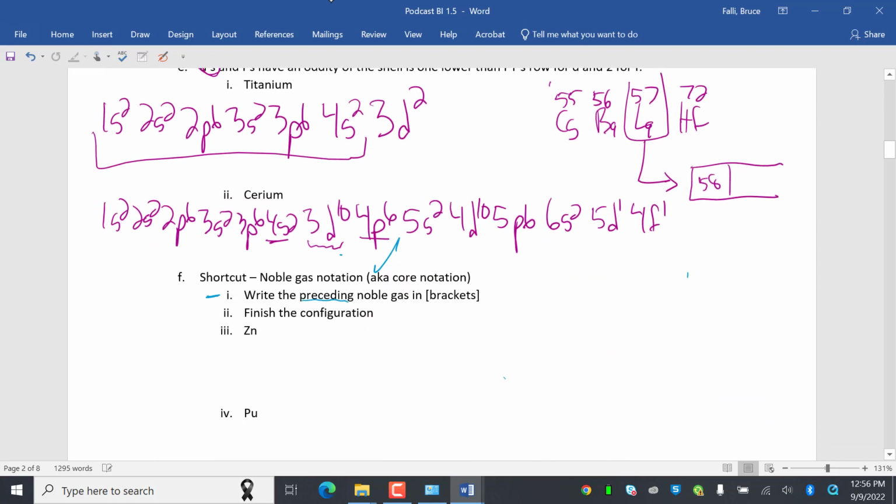So what I'm going to do, instead of writing everything for argon, I'm just going to write argon. And that takes me up to 18. So 19 and 20 are 4s2. And then I go to finish off zinc with 3d10.